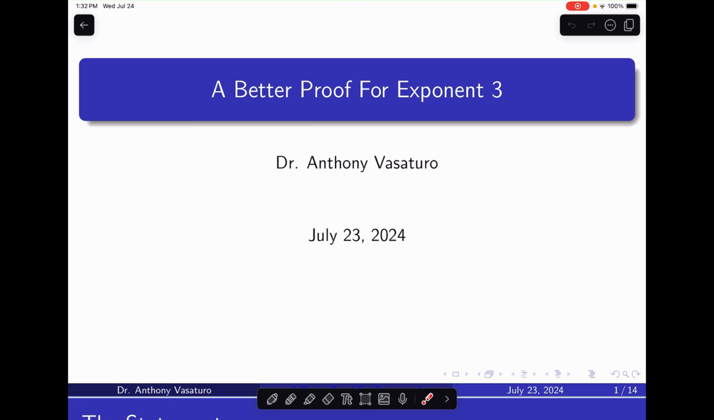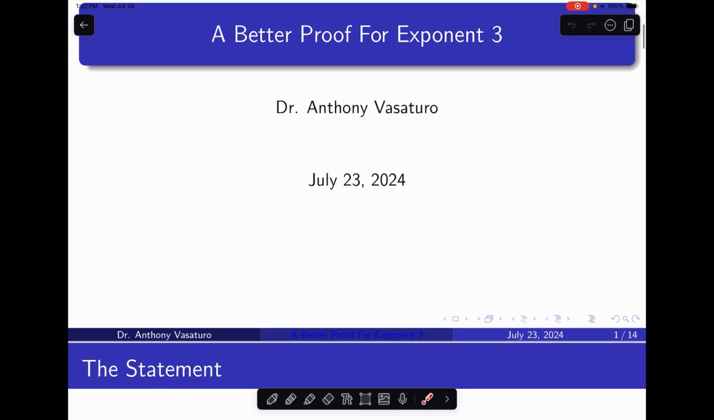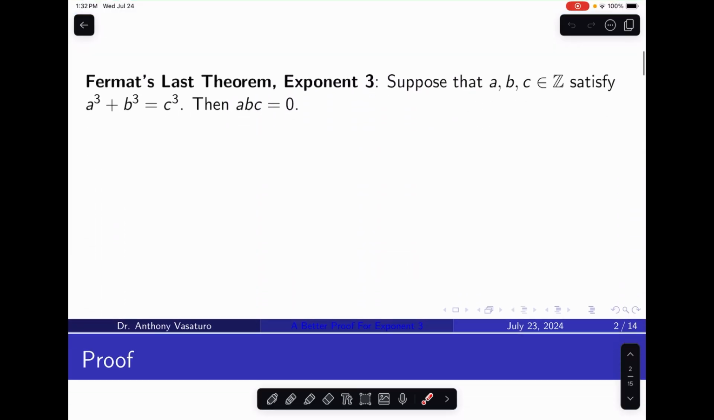Hello, everybody. Today we're going to be looking at a different proof for exponent 3. This is based off of a proof I found on Quora. I had to fill in some details and solve some exercises, but I think we're going to go ahead and go for it. So let's recall the theorem.